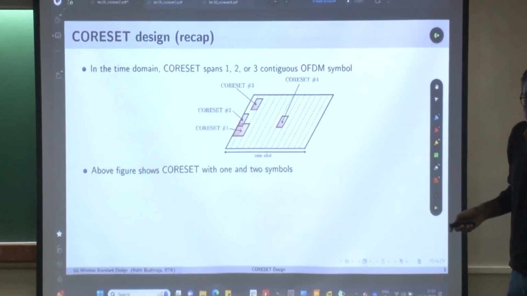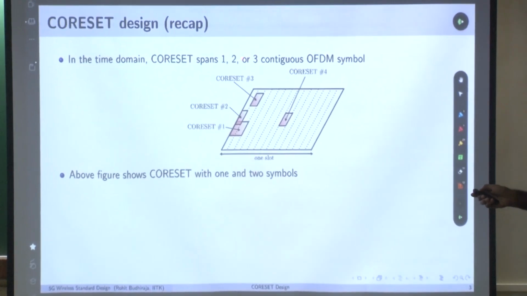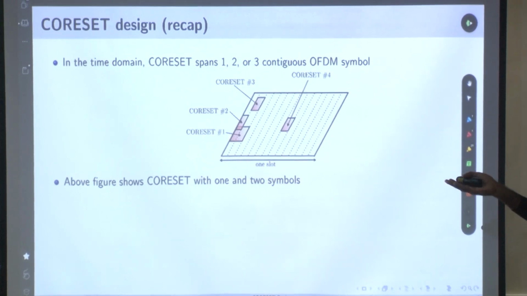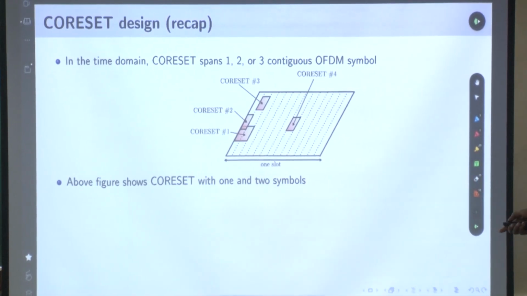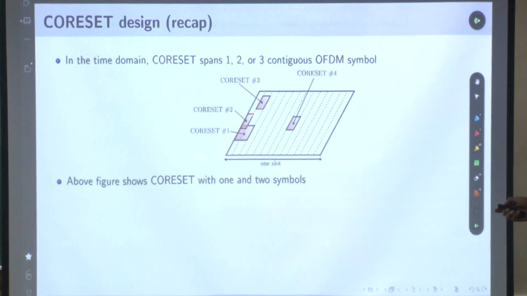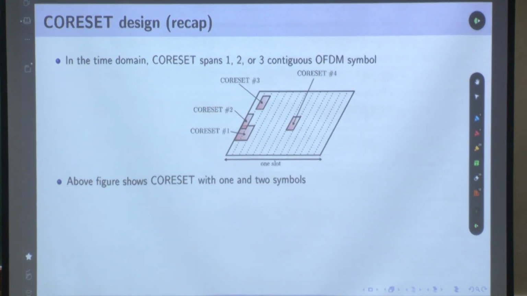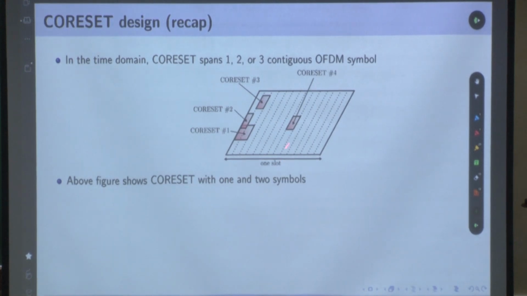Just a recap of the Coreset. It can span how many symbols? 1, 2 or 3 contiguous symbols. Just an example: 1 symbol Coreset, 2 symbol Coreset, and it can come anywhere in the slot.